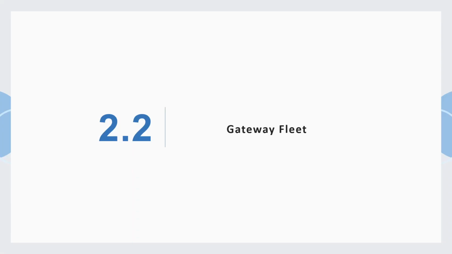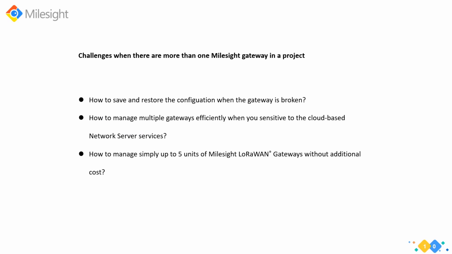And gateway fleet is also very useful when we build up a small private LoRaWAN network. If you want to build up a small private LoRaWAN network with Milesight gateways only, the UG6x or UG6x.